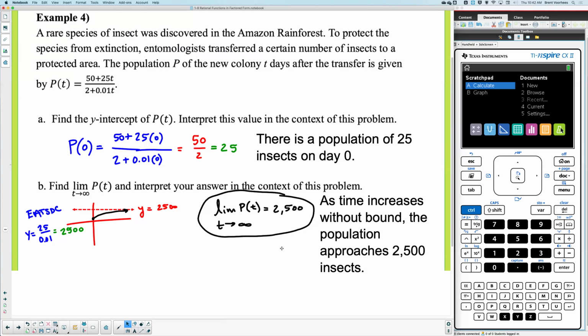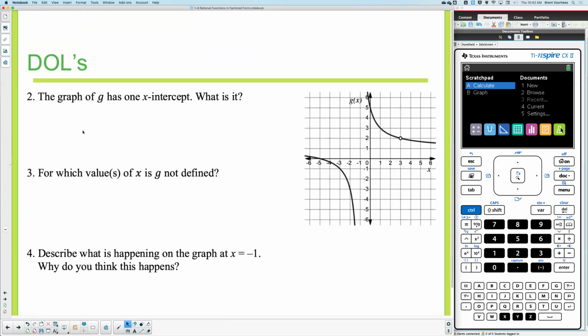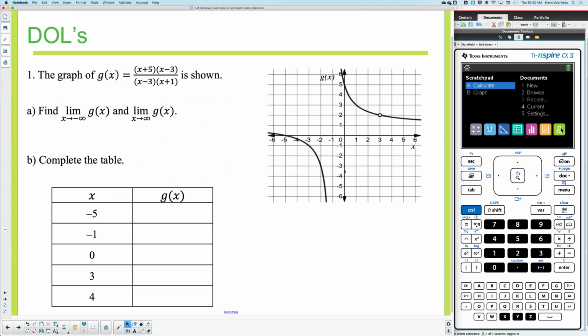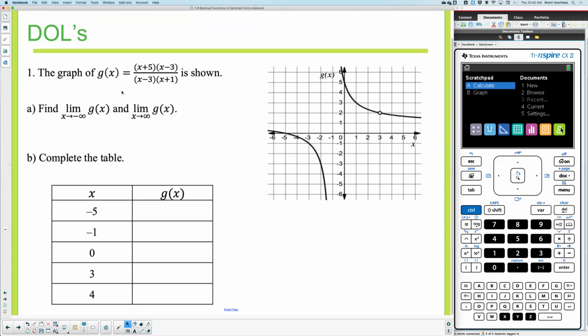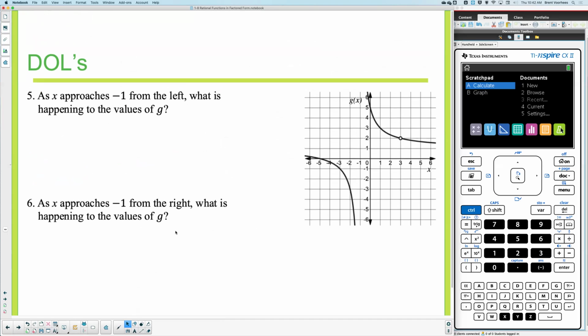It looks like a whole bunch of numbers. It's actually a DOL of the same problem with all the little pieces. So it's going to first give you the equation. It's going to ask you to find the end behavior. It's going to ask you to find some values from the table you get from your graph. Where is it undefined? What's happening? That's the limit. What's happening means a limit.